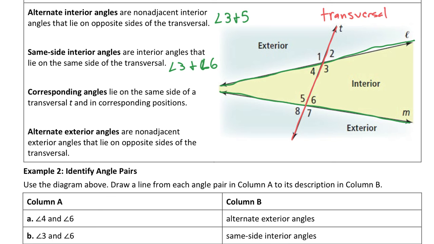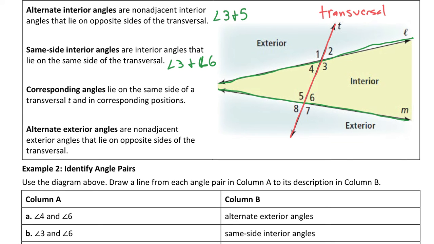The one that's a little bit tougher to pick out sometimes is corresponding angles. Corresponding angles lie on the same side of a transversal and are in corresponding positions. So I'll give you a couple examples. The angle corresponding to angle 1 is angle 5. They are both in the top left position on the same side of that transversal. Another example of corresponding angles would be angle 3 and angle 7. They're both in that bottom left position on the same side of the transversal. So those are corresponding angles.